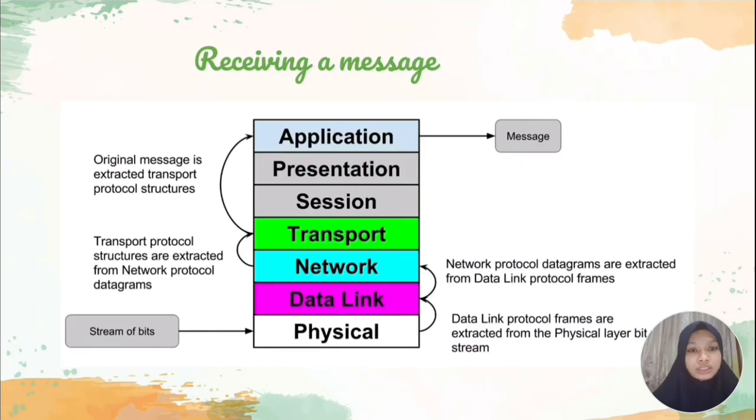The messages are received as a stream of bits transferred to the physical layer, from which data link protocol frames are extracted from the physical layer bit stream. In the data link layer, network protocol datagrams are extracted from data link protocol frames. In the network layer, transport protocol structures are extracted from network protocol datagrams and sent straight to the application layer, where the original message is extracted. So that's how the message is received by another device.